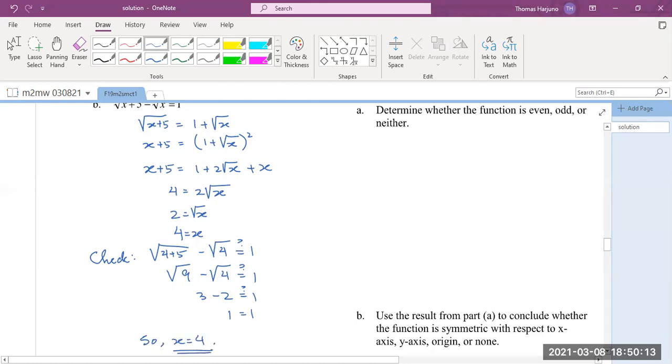So x equals 4. No, x is not equal to 1. We are doing the checking, and the other side is 1 to make it true. But the x that makes it true is x equals 4.